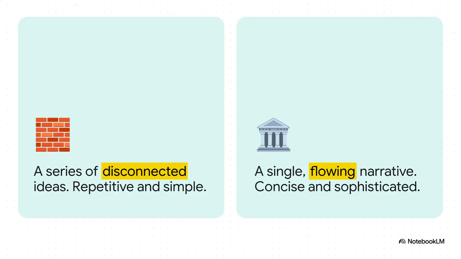Ultimately, this is the transformation we're aiming for. It's about moving from the column on the left to the one on the right. It's the difference between having a messy pile of bricks and building a strong, elegant arch. It's about turning clumsy communication into something that is clear, powerful, and effective.